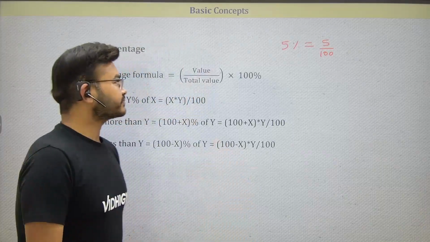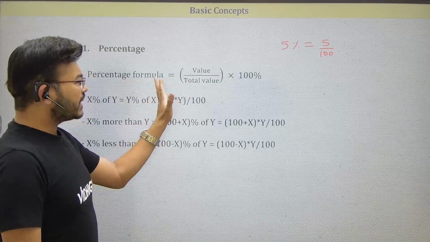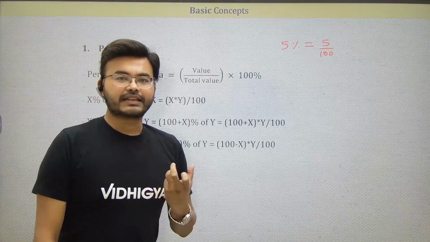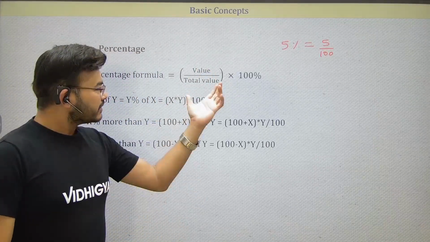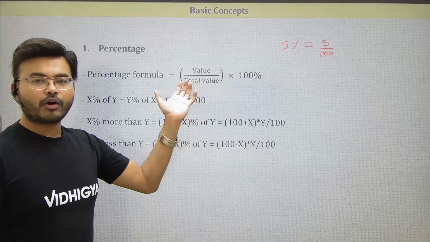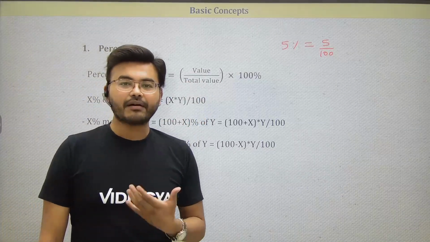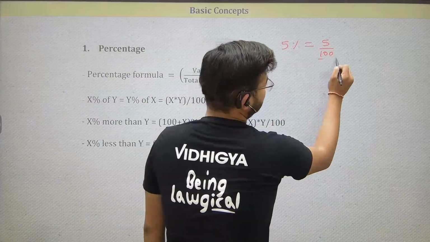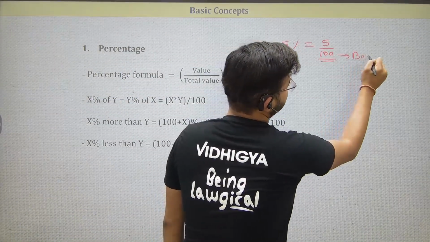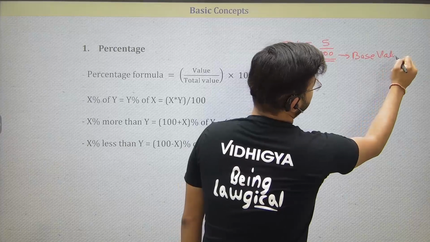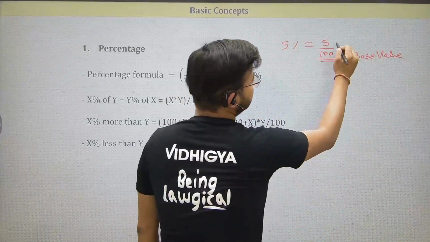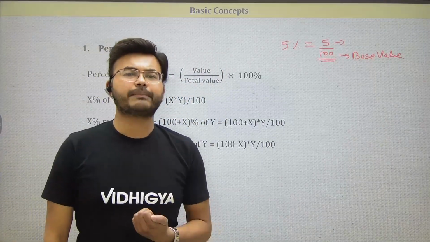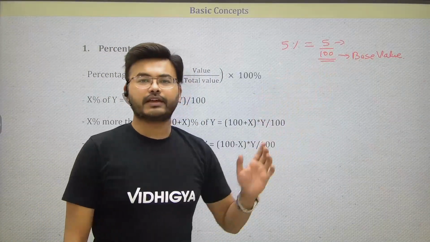So basically its formula is simple. That is, it has a value, that is the value that is being asked, and we need to calculate it on the basis of total value, that is the base value. Like in our example, 5%, so 100 was the base value. So this is the base value, and let's say this is the compared value or the obtained value that we need to compare with the base value.